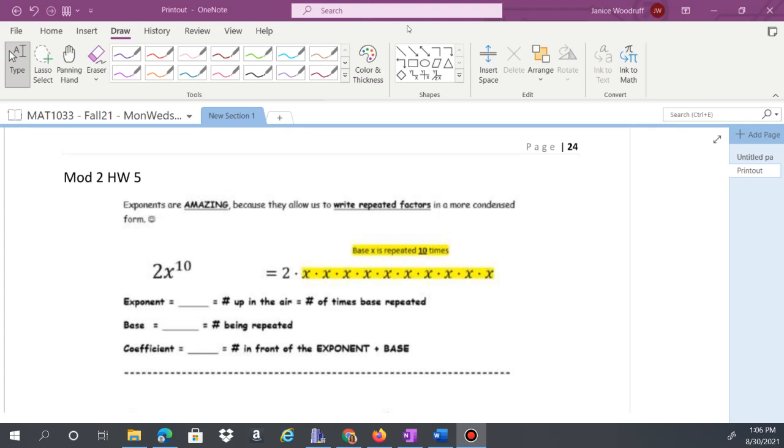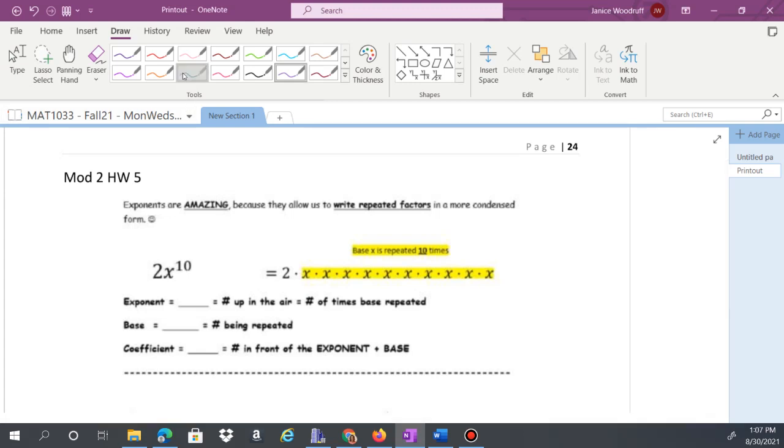All right, now we're going to talk about exponents for Module 2, Homework 5. Exponents allow us to write repeated factors in a condensed form. So 2x to the power of 10 means that this x is repeated 10 times.